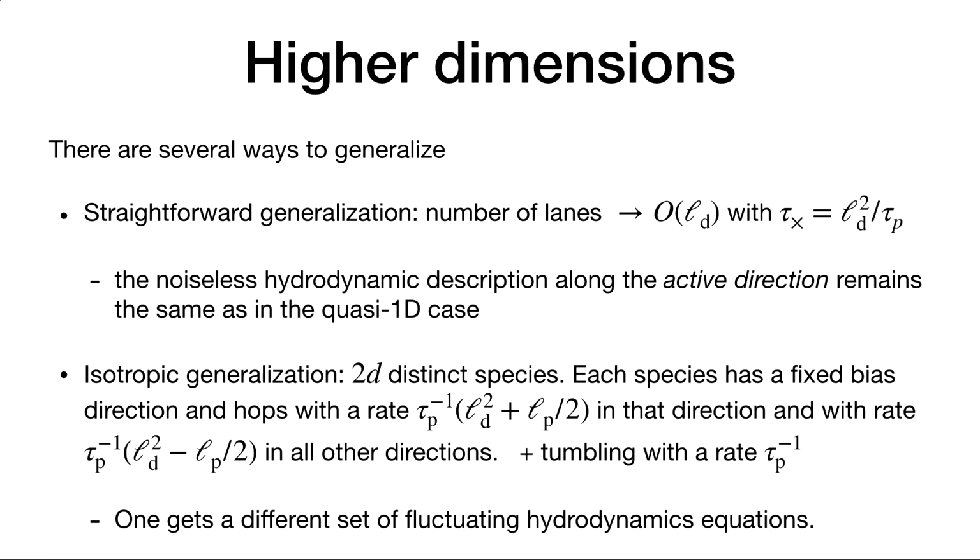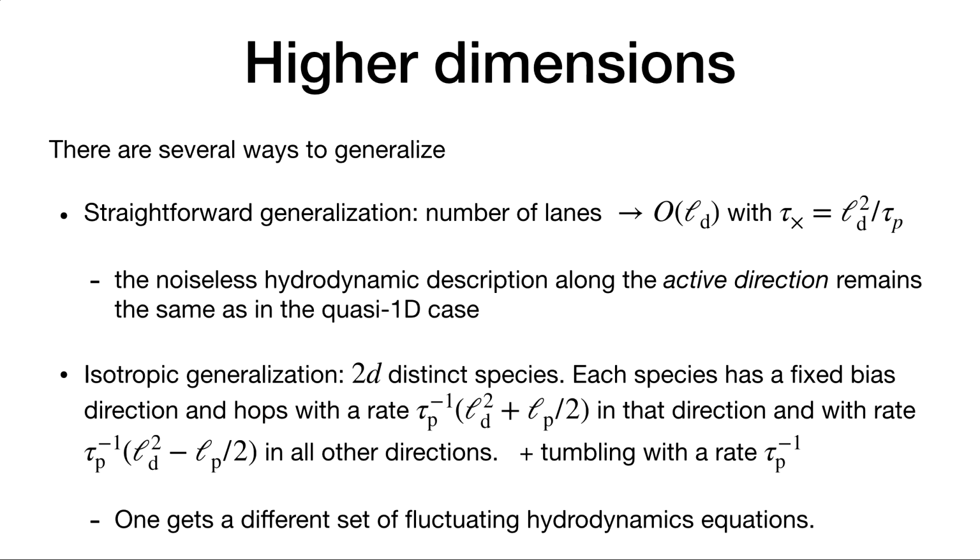Okay, higher dimensions. This model you can straightforwardly extend to higher dimensions. Of course, there are multiple ways you can extend to higher dimension. One way is to take the number of lanes to be very large and keep the same dynamics. And the lane crossing time, you now take to be the same as the diffusion time scale.